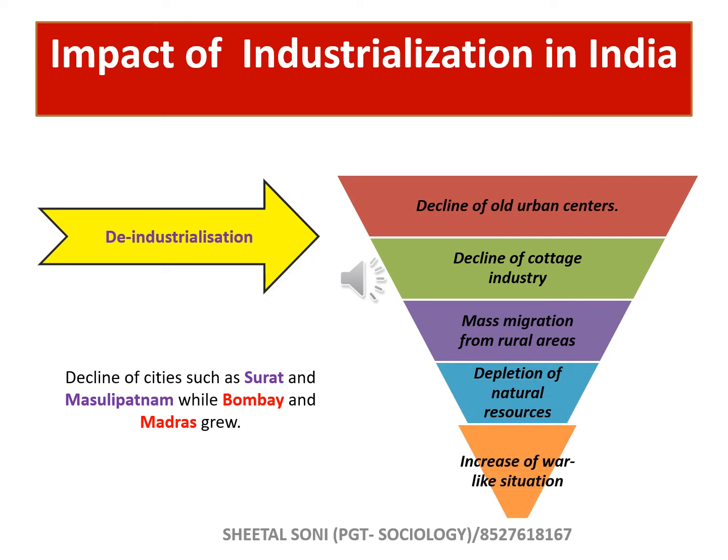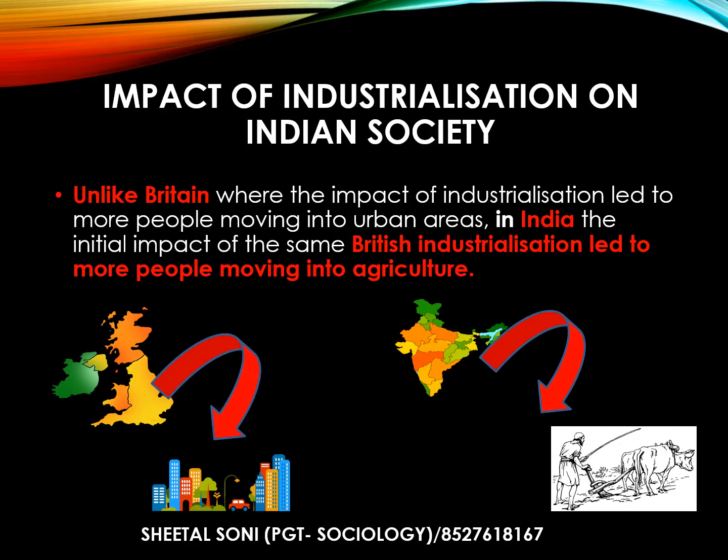So kids, here we are summing up the impact of British industrialization in India. What have we seen? We have first of all seen deindustrialization happening, and because of this deindustrialization, we have seen the decline of old urban centers. Please do remember, there was a decline of old urban centers. There was a decline of the cotton industry, which we have seen. There was a mass migration from rural areas, depletion of natural resources, as well as an increase of warlike situations. These were the conditions which were being created when the Britishers brought industrialization to our country.